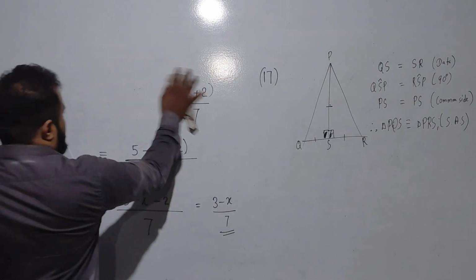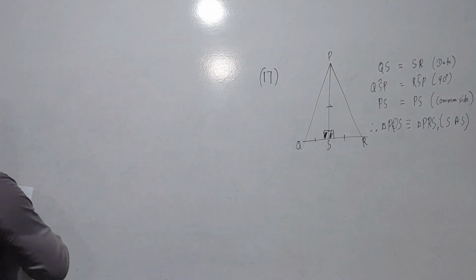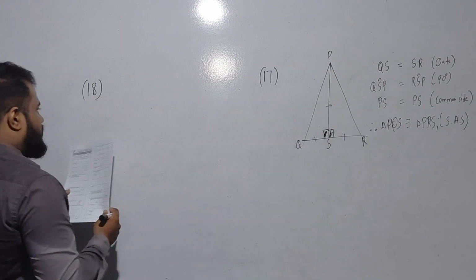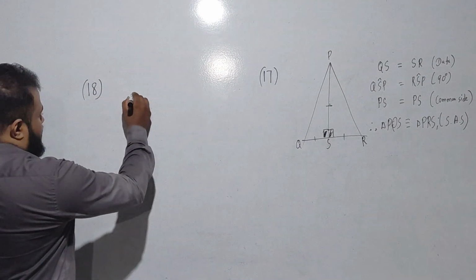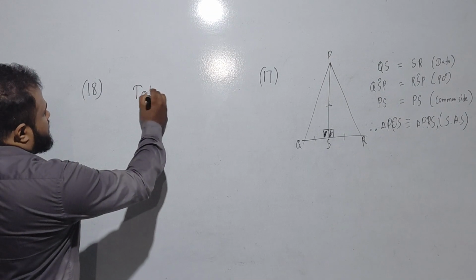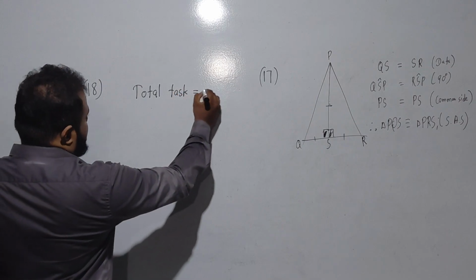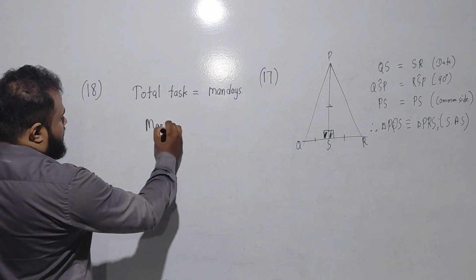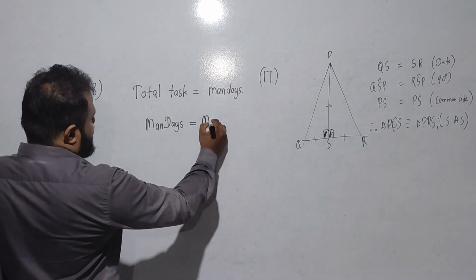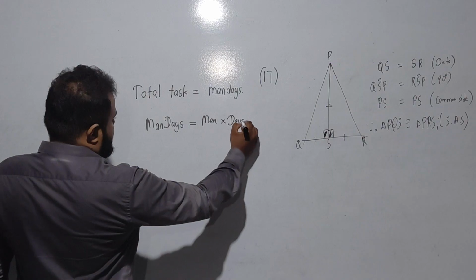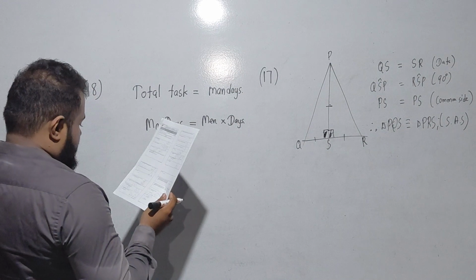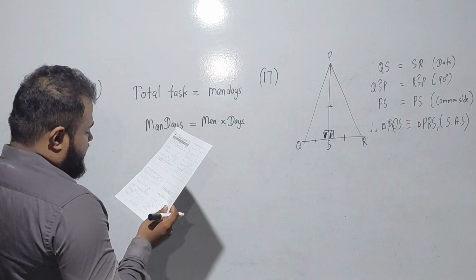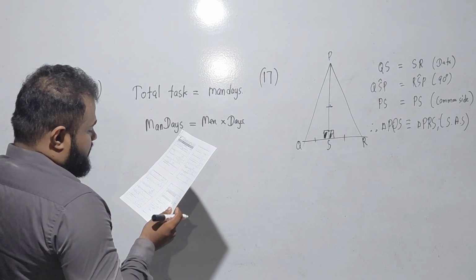Question number 18. Man-based questions. When you are doing man-based questions, every time consider the total task. Total task from man days. And think about this equation: man days equals number of men into number of days. Okay, let's read the question. 8 men need 6 days to complete a certain task. Find the number of days needed for 12 men to complete the same task.